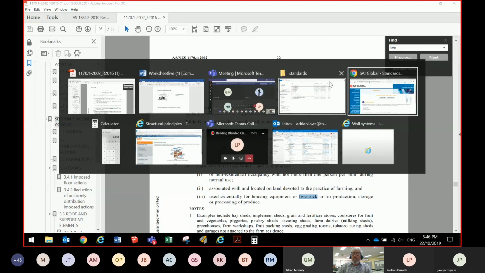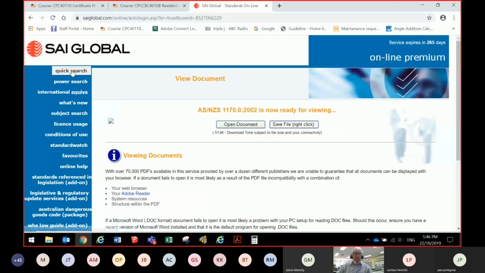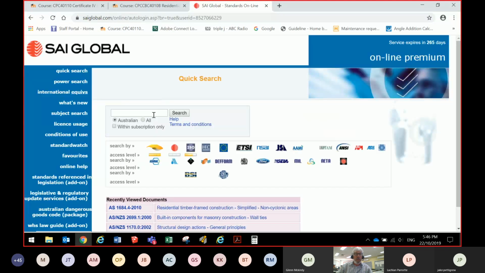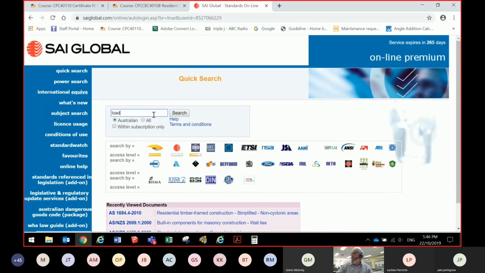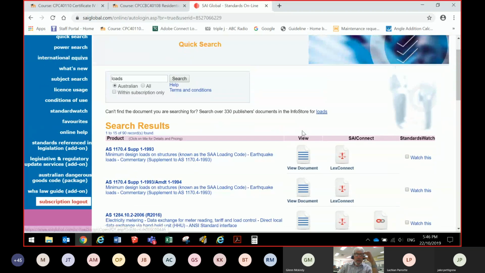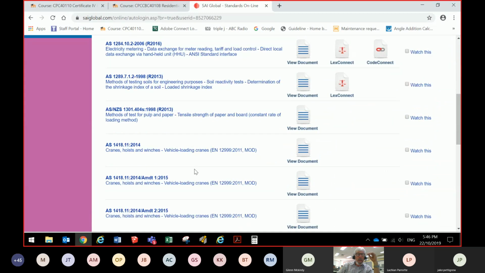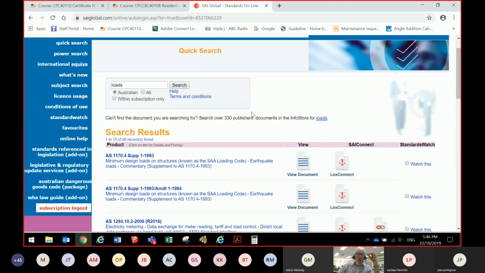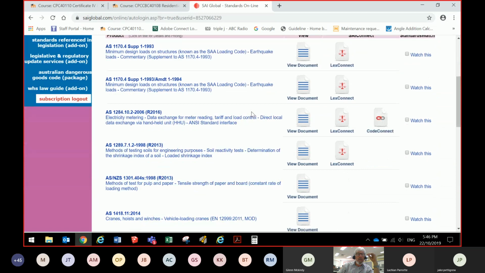We'll jump back over here to standards. Do another quick search here for loads. Student notes has it in there. The document that was up last night had it in there. Can you find exactly which standard had a listing of our loads? So, oh, here we go. So we've got 1170 there.